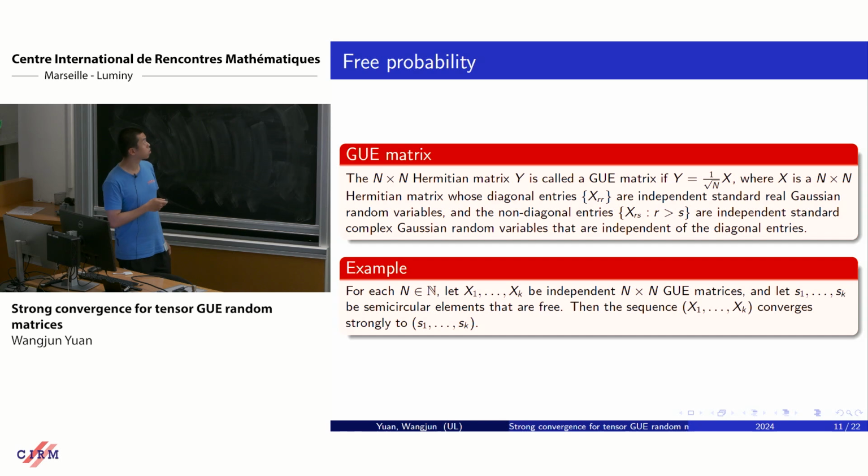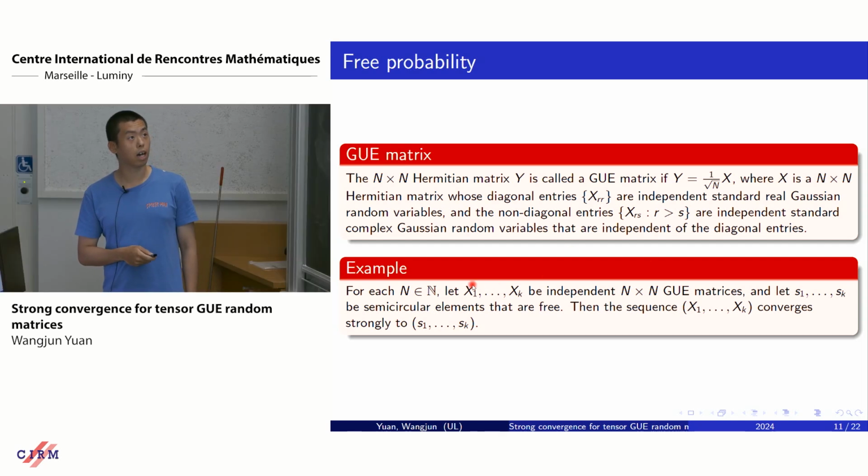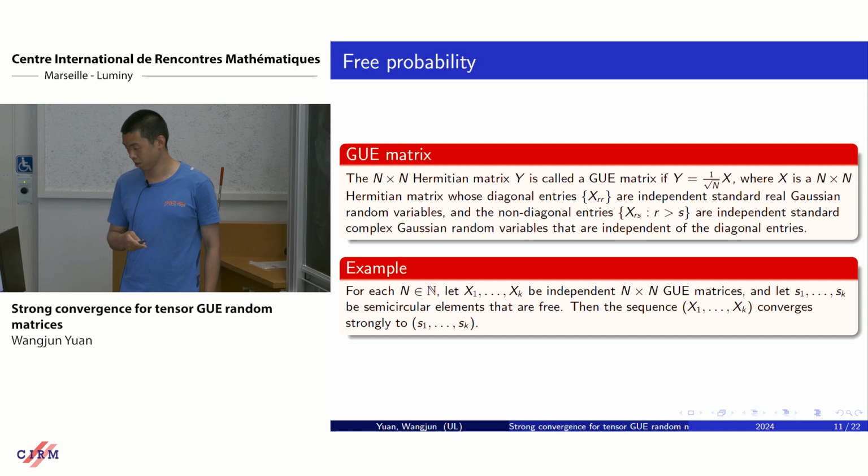Using the GUE, it is well known that if we have independent n by n GUEs, then the sequence converges strongly to the family of free semicircular elements.